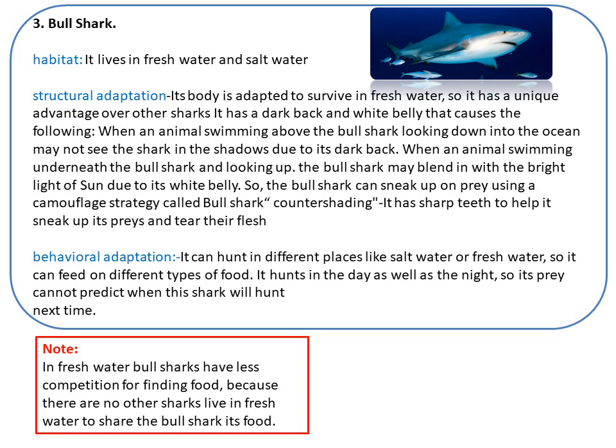So what about the behavioral adaptation? As we said, it's an act, a change in the behavior. So what is the behavior that the bull shark does to make adaptation? They can hunt in different places, like salt water or fresh water. So it can feed on different types of food. So it's different from any other shark because it has plenty of food found in the fresh water and in salt water. Also, it hunts in the day as well as the night.